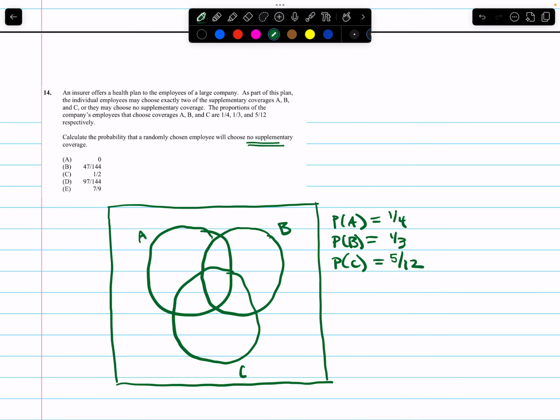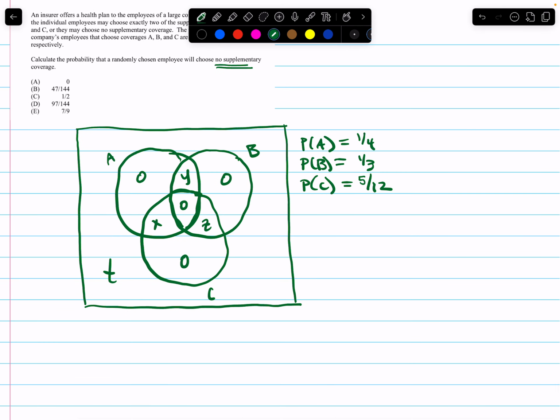Okay, we know some other stuff. Remember what I said, that they can either do exactly 2 or none. That means they can't choose exactly 1. So in the parts that is just A, just B, and just C, there's none, because that's not an option. Similarly, all 3, A, B, and C, they can't do that, so we'll say there's 0 there as well. They can choose exactly 2, so those are some unknown values. We'll just place some X, Y, and Z here, and they can choose none, so we'll say that's T. Now we have our picture organized in all the disjoint pieces.